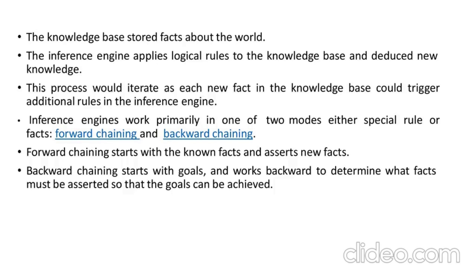The knowledge base stores facts about the world. The inference engine applies whatever logic is there, based on the knowledge base. The inference works in two modes, either on rules or on facts. There are two functions, forward chaining and backward chaining. Forward chaining starts with the known facts and asserts new facts. Backward chaining starts with some goals and works backward to determine what facts must be asserted so that the goals can be achieved. The approach we take to reach those goals is backward chaining. Thank you.